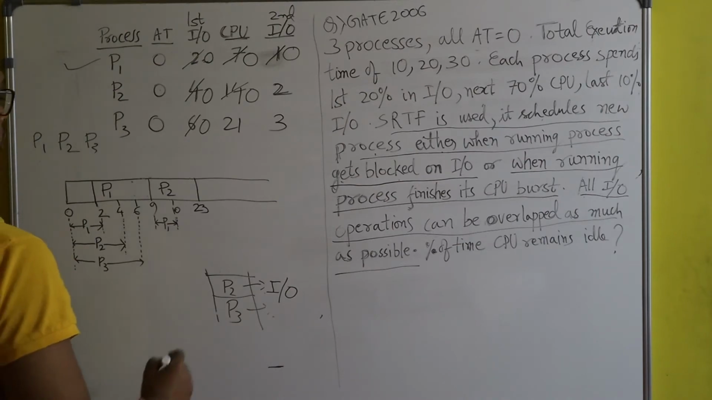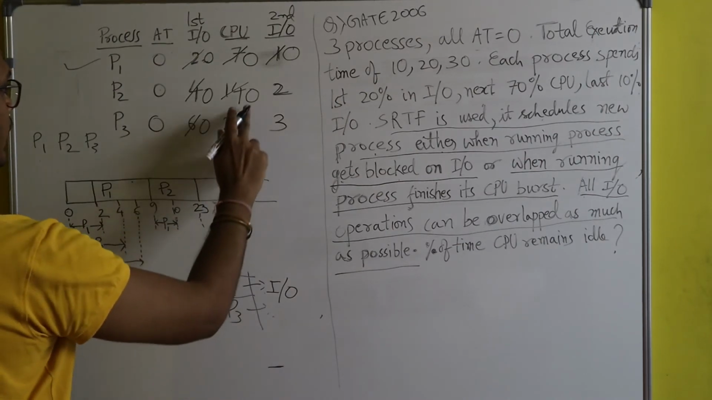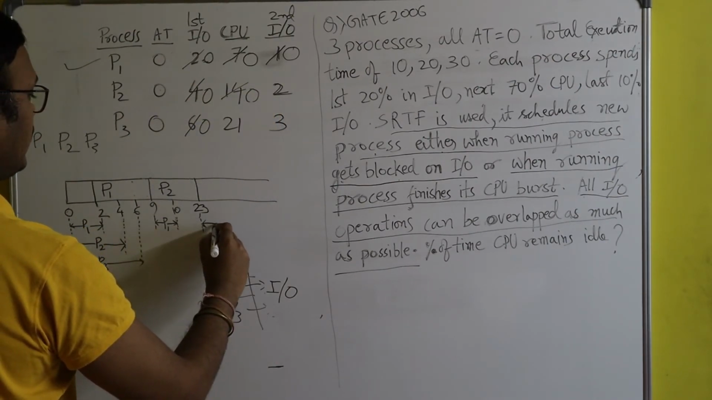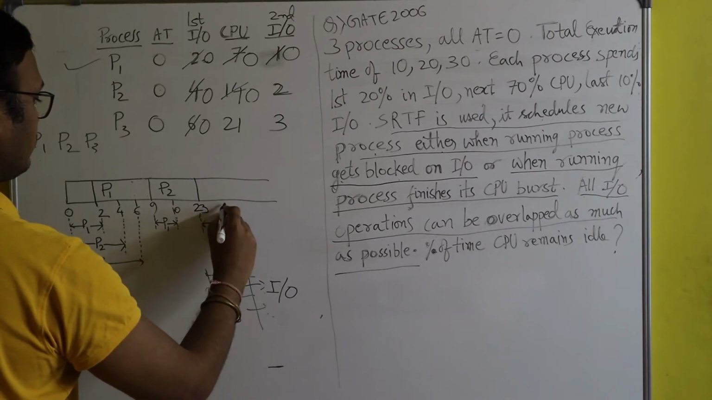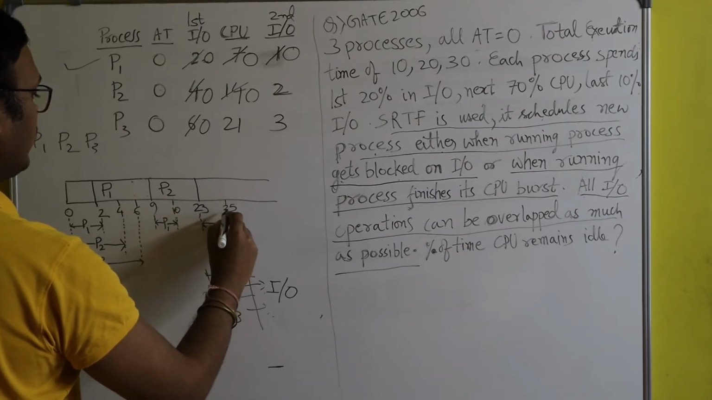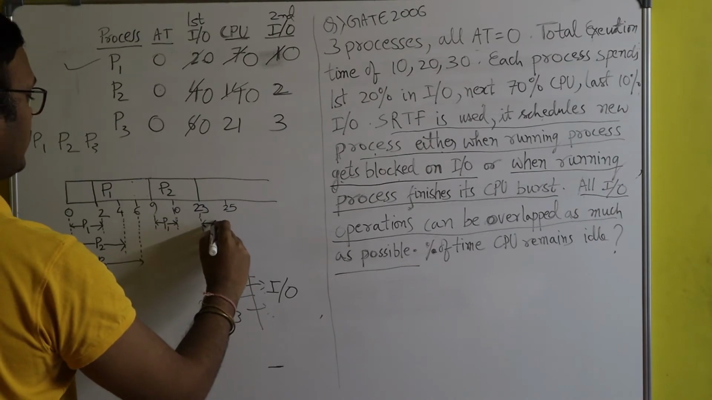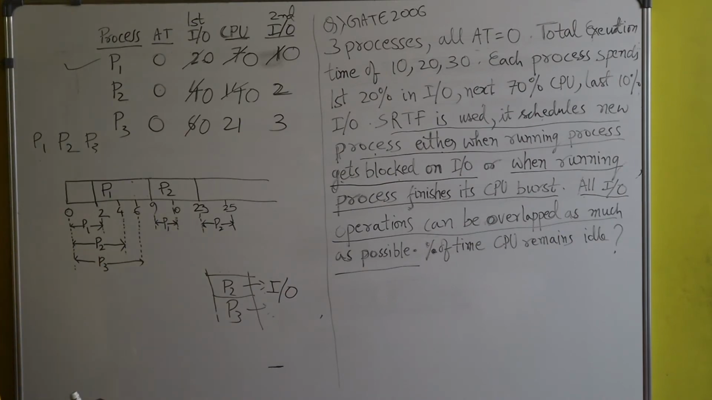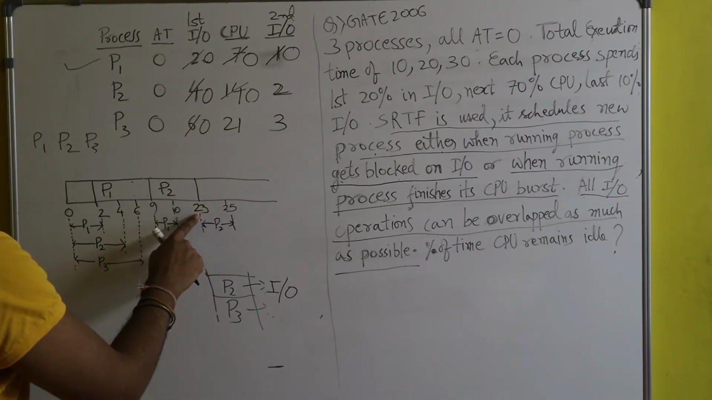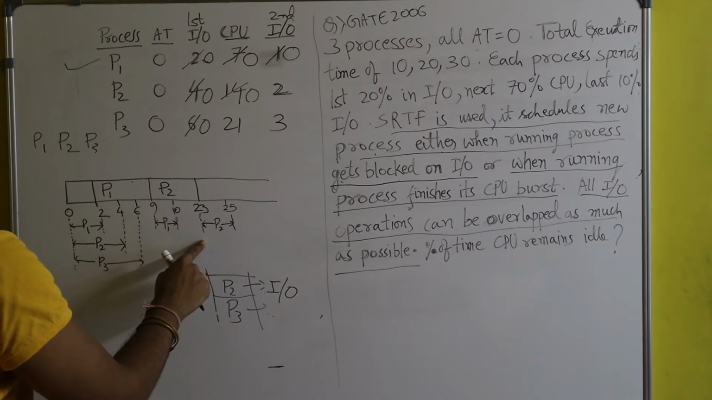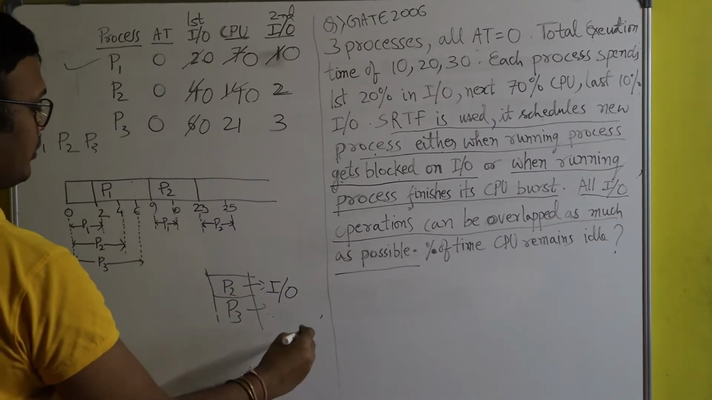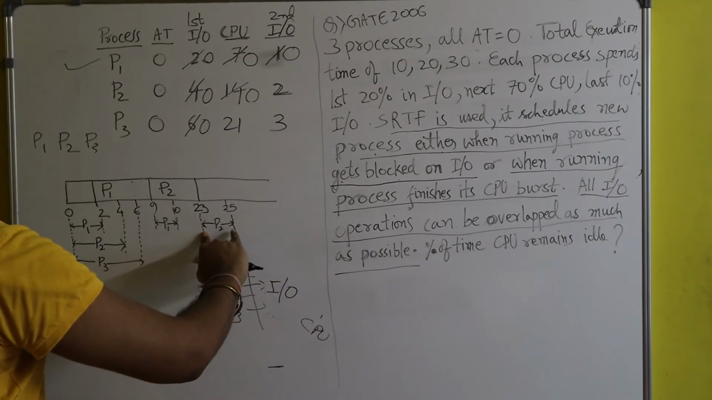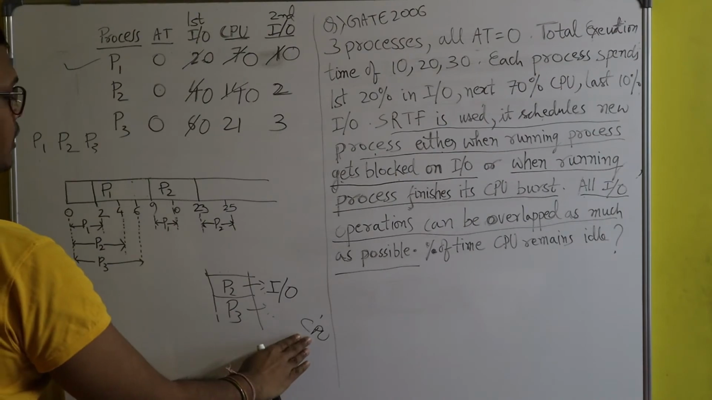So from 23 seconds, what is the IO time of process P2? 2 seconds. So from 23 to 25, process P2 will be busy with IO. And since at the 23rd second process P2 got blocked, it means the CPU is now free. Why is the CPU free? Because process P2 is blocked for 2 seconds. So here the CPU is free.